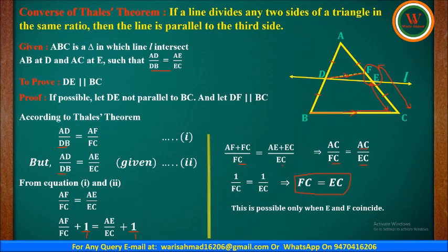Since E and F both are the same point, hence we can say that DE is parallel to BC. So finally we can write here, hence DE is parallel to BC.